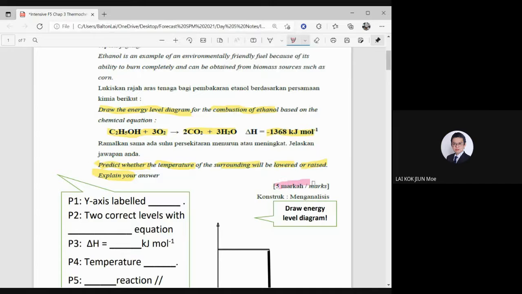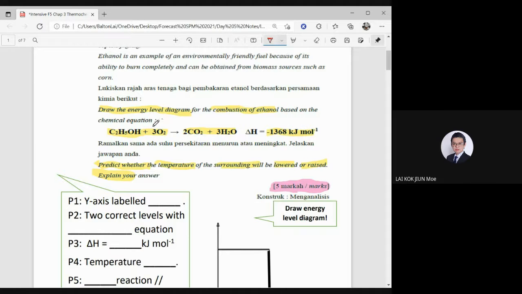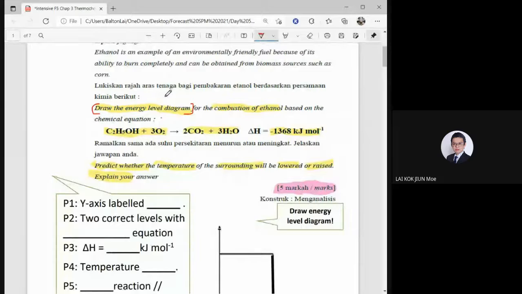Every time you get the SPM exam paper, for sure you will be nervous, but calm down and highlight first. You see what I'm doing now? I'm trying to predict the marks allocated. The first one, the energy level diagram, how much score do you think it will give you? 3 marks. Yeah, you guess 3 or 10, no problem.